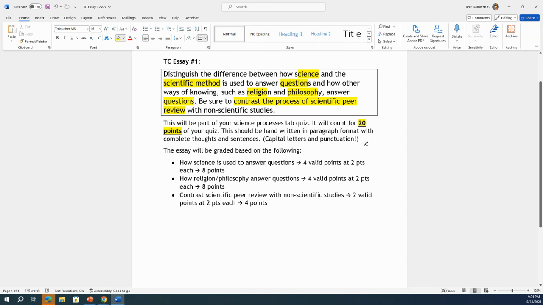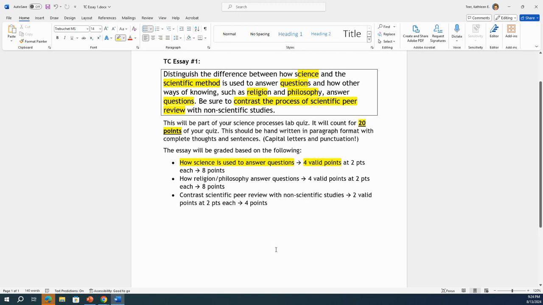Okay, so you've got 20 points available. There are 10 things that I am looking for in this essay. Okay, so the first part, how is science used to answer questions? I'm looking for 4 valid points. Now, what do I mean by valid points? Let me give you an example. Hopefully, after doing the lesson that we just did, you know that science answers questions by doing tests or experiments. Okay?